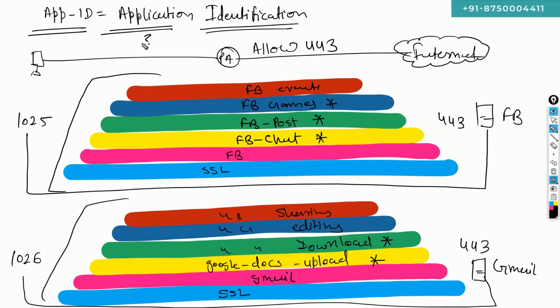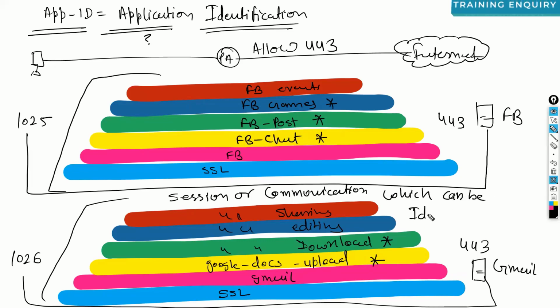Now, the question is what is an application? Because this thing was introduced by Palo Alto, I am using the same words. Palo Alto says that there is no specific definition for application, but yes, we have to give some definition. So an application is a session or communication which can be identified, monitored, and controlled. A session or communication which can be identified, monitored, and controlled, we can call that an application.